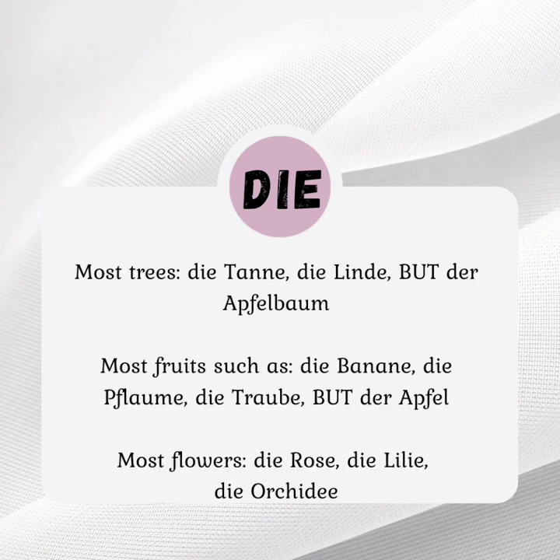The following are also mostly considered to be feminine in German. For example, most trees are considered feminine. Die Tanne, die Linde, but der Apfelbaum. The apple tree is masculine, not feminine. Also, most fruits are of the feminine gender. Die Banane, die Pflaume, die Traube, die Orange, but der Apfel. Apple again. Apple is masculine in German.